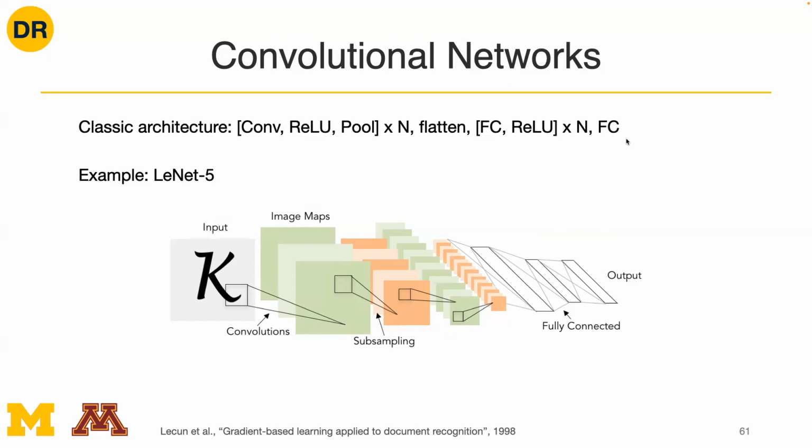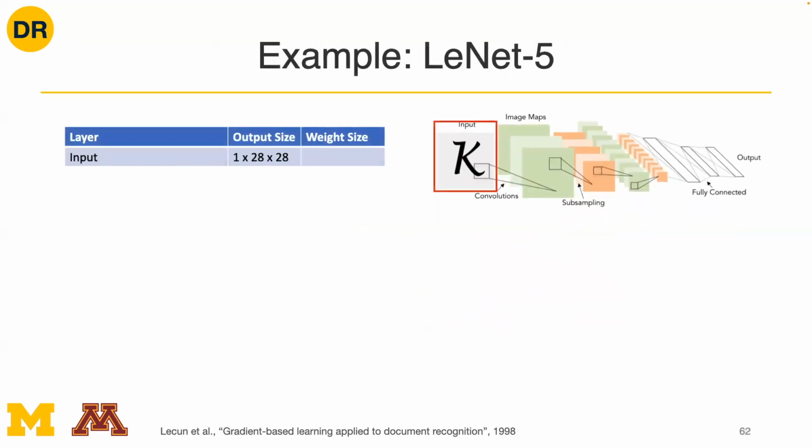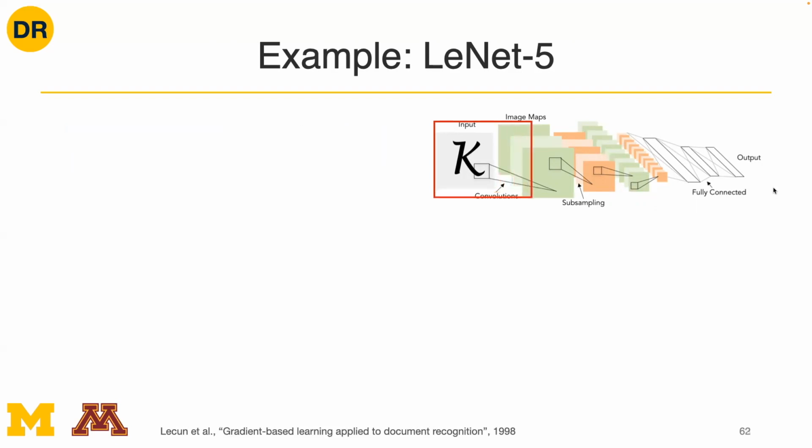One example of where this classic architecture was used was in the seminal paper from Yann LeCun in 1998, where they were looking at performing document recognition using a trained neural network. We'll step through this architecture and see that we have all the tools we need to actually implement it. The input to this architecture was a binary image of 1 by 28 pixels by 28 pixels.